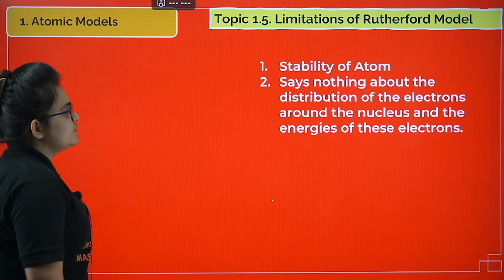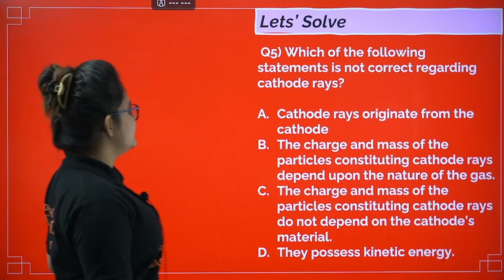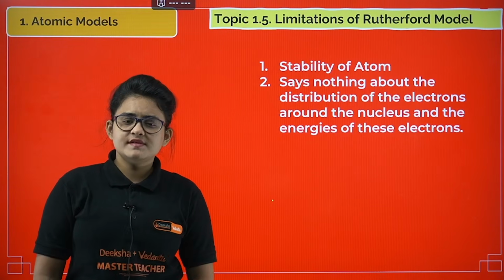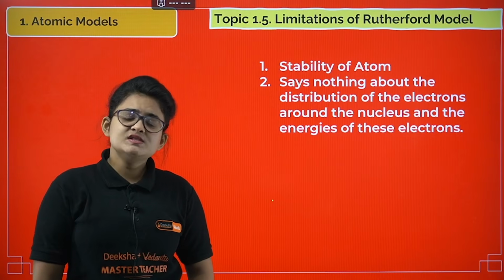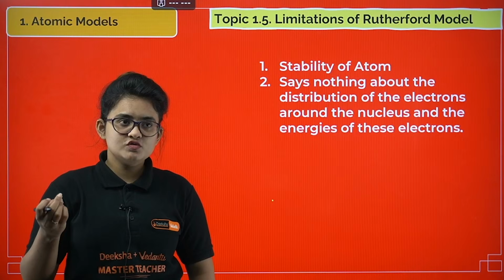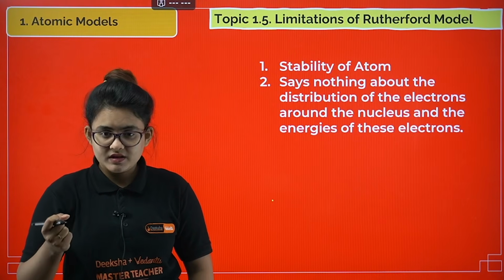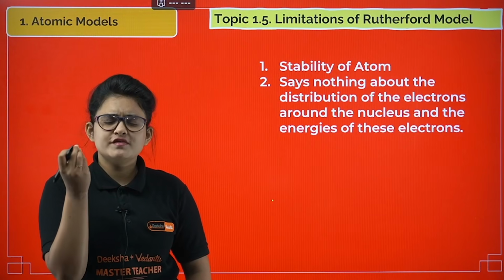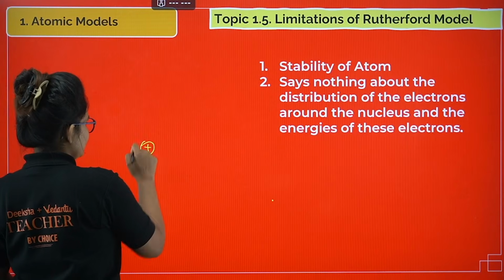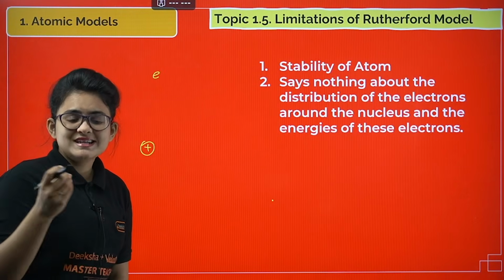Next, the limitation of the Rutherford model: stability. Rutherford could not explain the stability of the atom because, in accordance with Maxwell's electromagnetic theory, whenever any charged particle moves at high velocity, it continuously radiates its energy. The electron is also a very small, negatively charged particle. Let's say at the center I have the nucleus and here the electron is running. The electron will continuously radiate energy.